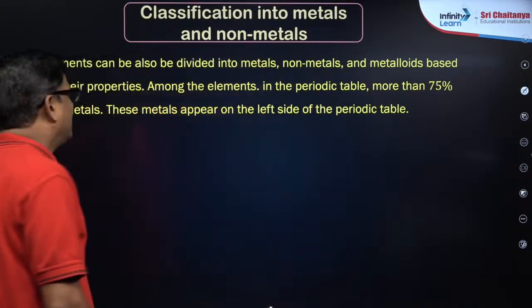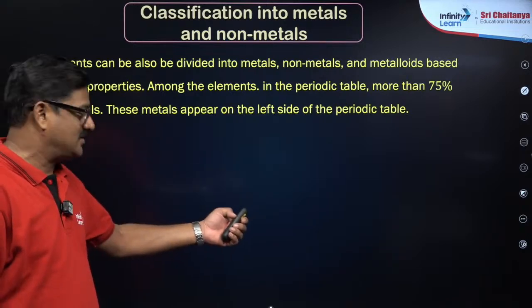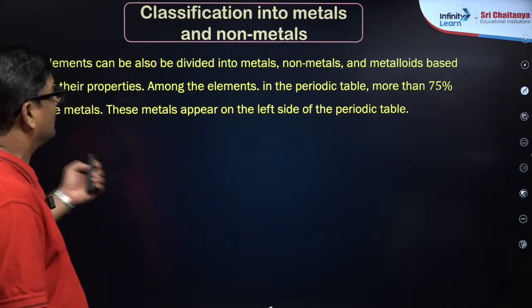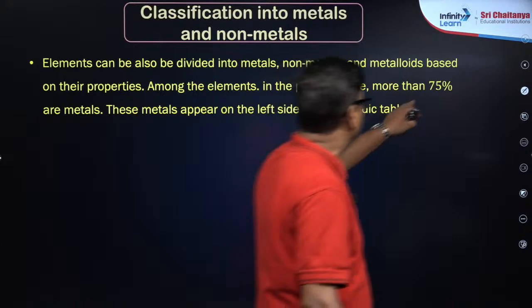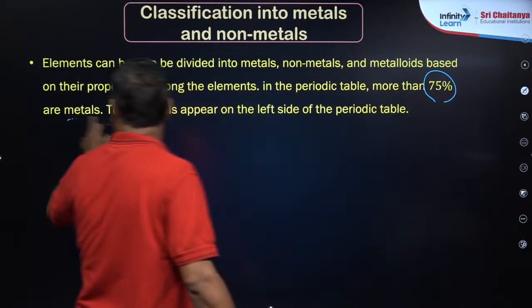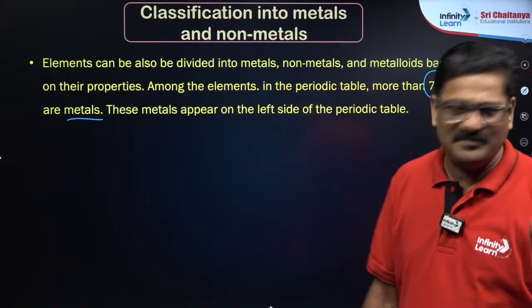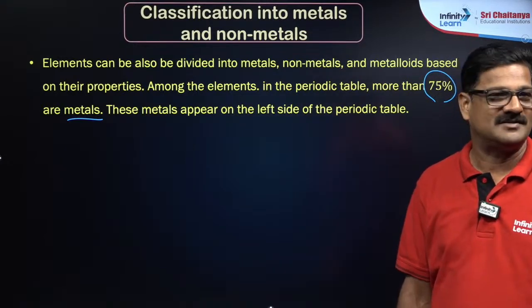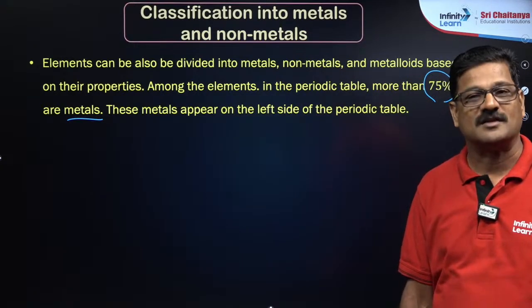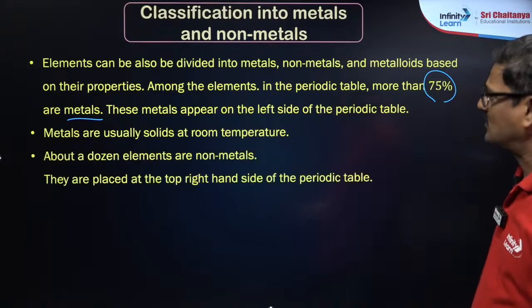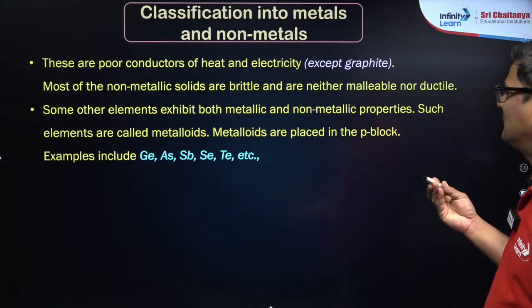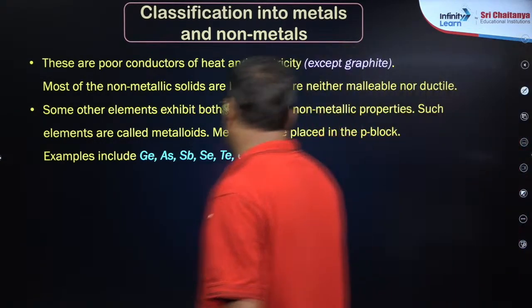Elements can be divided into metals and non-metals and metalloids. We know it. 75% of the elements that are available are metals. याद है, right? You have maximum 11 gases हैं. Non-metals there. Non-metals can be solids also. So metals are usually solids. These are general metalloids. This is important.